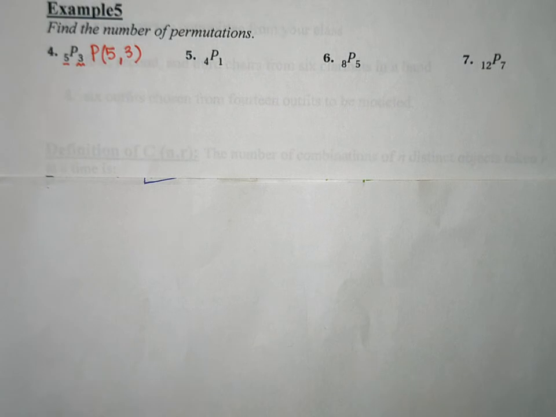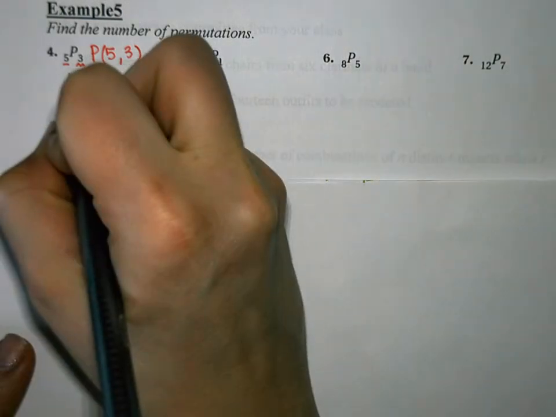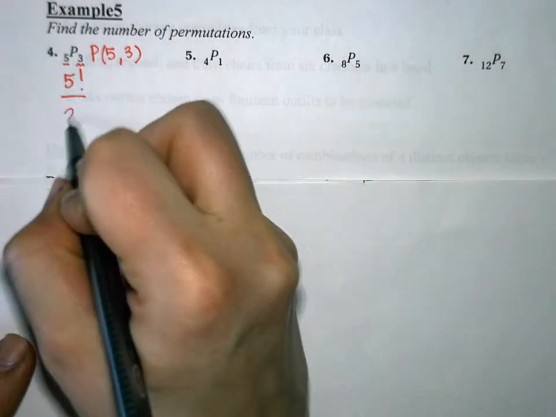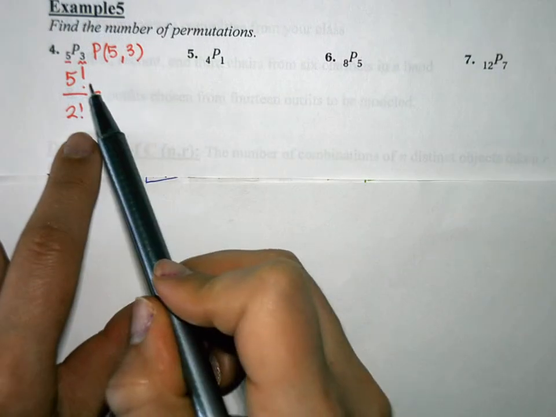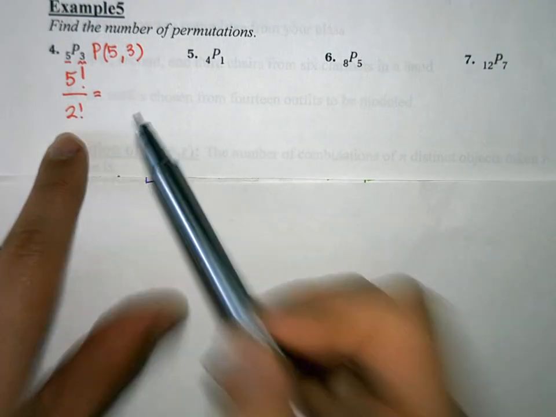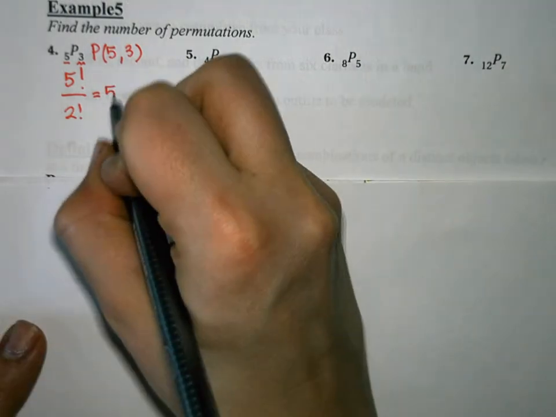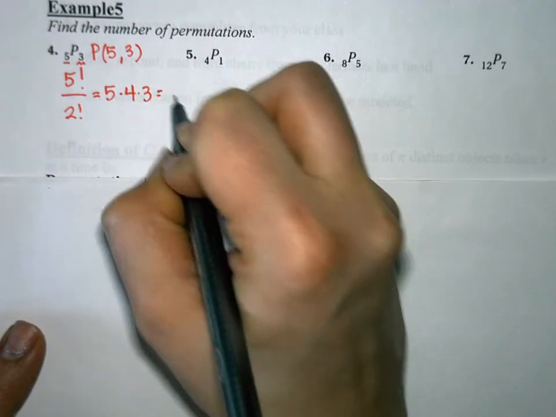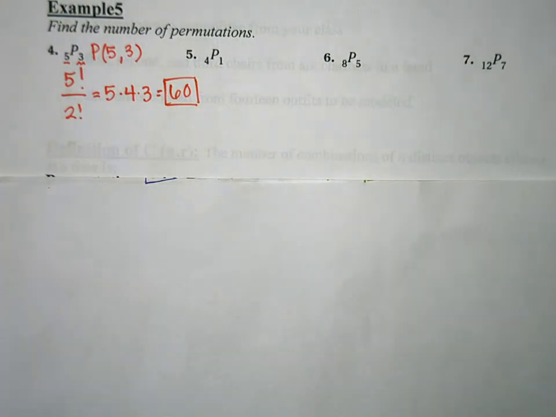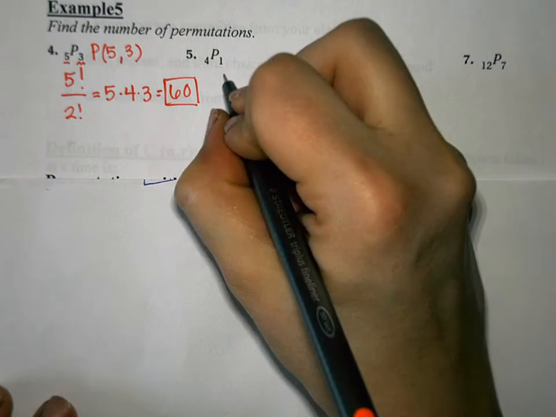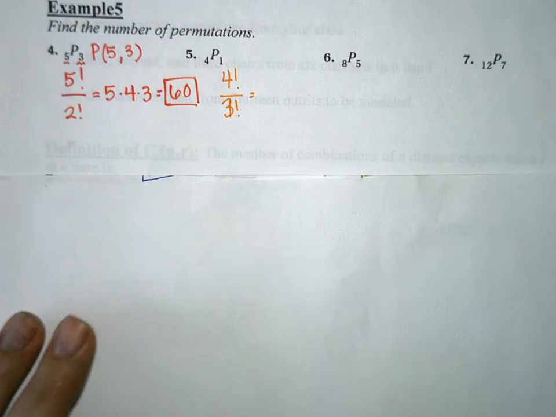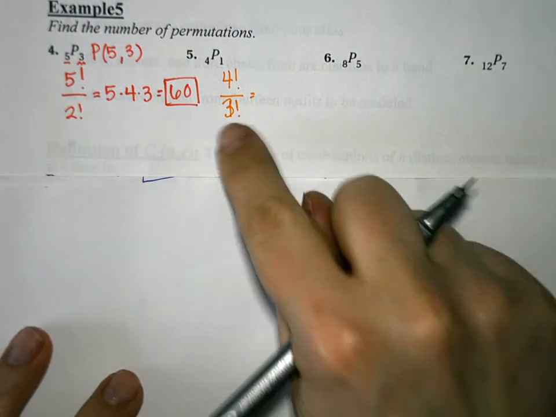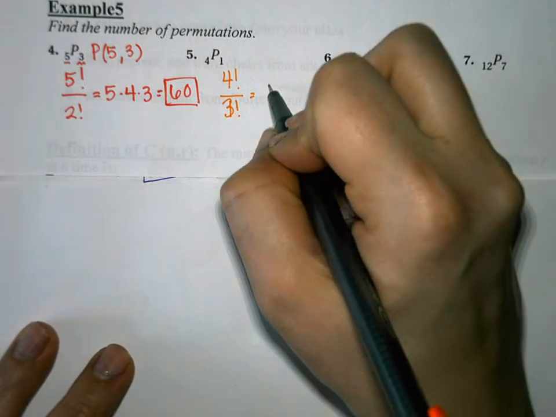So, number 4, we should have got 5 factorial over 5 minus 3, which is 2 factorial. If we were to write this all out, it would be 5, 4, 3, 2, 1, and the denominator is 2, 1. So we can reduce the 2's and the 1's. So you should have been left with 5 times 4 times 3, which all comes out to 60. The next one should have been 4 factorial over 3 factorial. So 4 factorial would have been 4, 3, 2, 1. 3 factorial is 3, 2, 1. So we are going to just end up with 4.